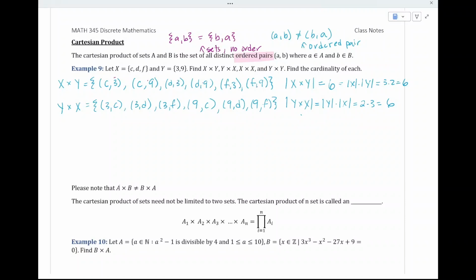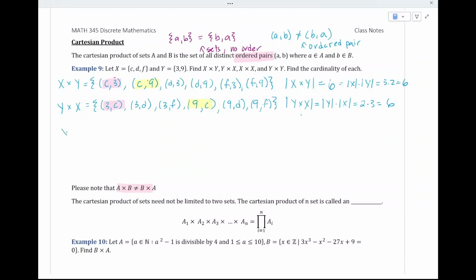And I have that note down here. A cross B is not the same as B cross A. If A and B were the same, then they would be the same. But if A and B are different, then the cardinalities are the same, but the actual elements in the sets, the ordered pairs within the sets, are different. They actually are very similar. Like we can find, here's (C, 3) and here's (3, C). But this order matters. Here's (C, 9) and here's (9, C). So we'll see all of the same numbers and letters, but the order is switched. And since it's an ordered pair, the order matters. So these are not the same.